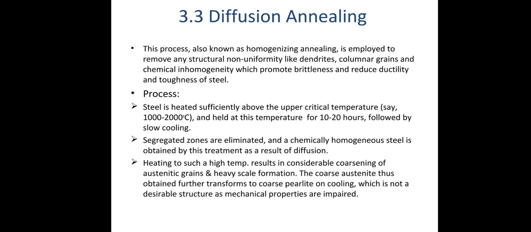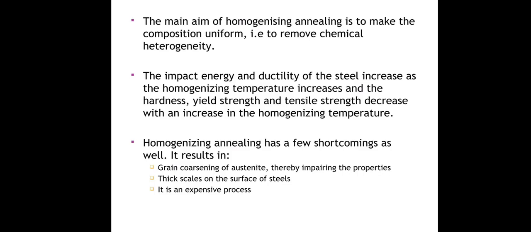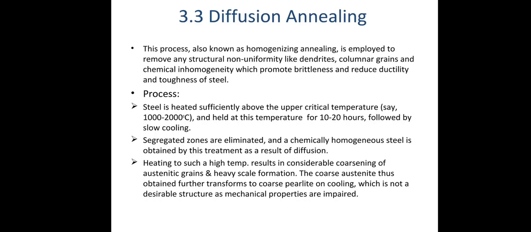Diffusion annealing. This process, also known as homogenizing annealing, is employed to remove any structural non-uniformity like dendrites, columnar grains, and chemical inhomogeneity which promotes brittleness and reduces ductility and toughness of steel. Process: steel is heated sufficiently above the upper critical temperature and held at that temperature for 10 to 20 hours, followed by slow cooling.